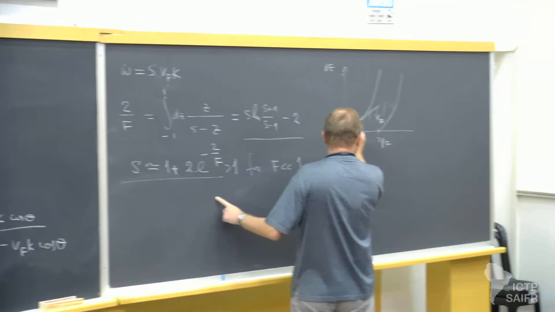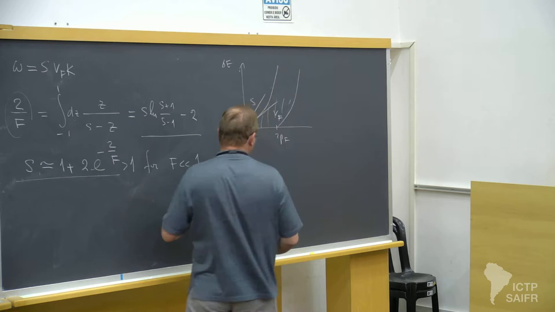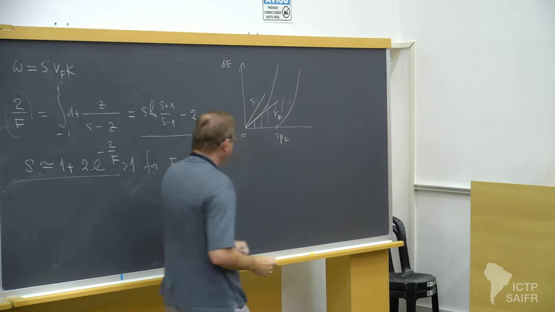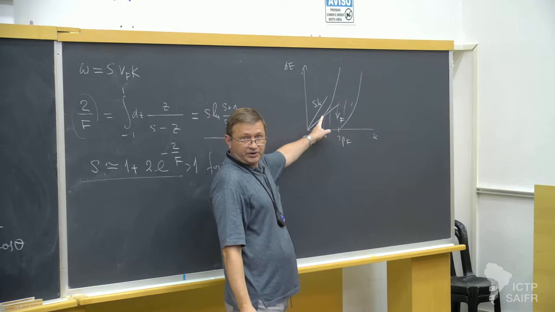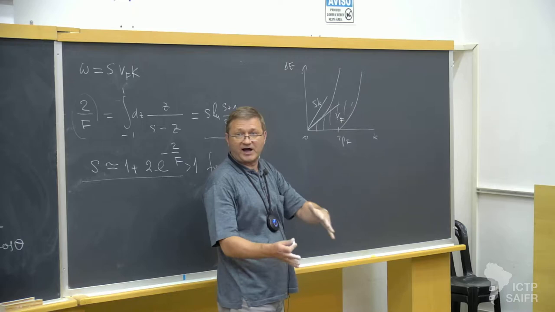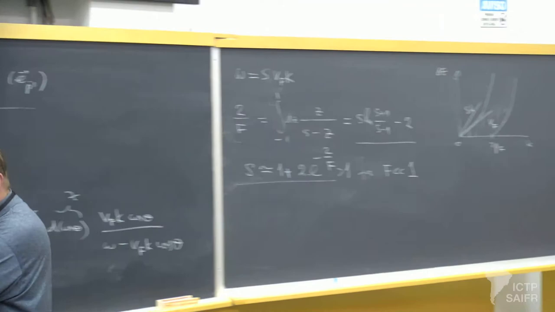This is S times K. So it lies in here, so this is S. Probably I should put here K, sorry. That means this branch is outside this continuum. If it were inside, there would definitely be a strong coupling between this mode and this mode, and this zero sound would decay very fast.